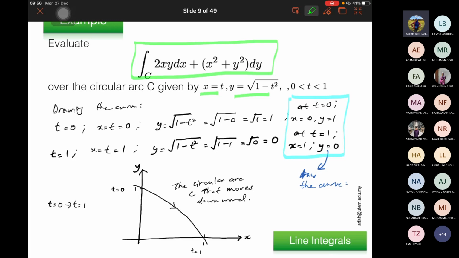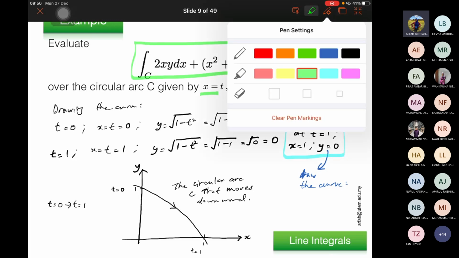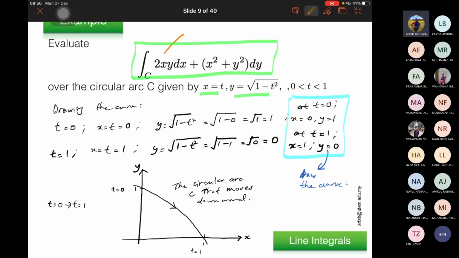So cuba guna yang tadi. That is, this is your F(x, y), and this is your G(x, y). Yang ini x(t) sama dengan t, y(t) sama dengan set 1 tolak t squared. So gunakan the line integral. So by using line integral, how are we going to solve for this one?